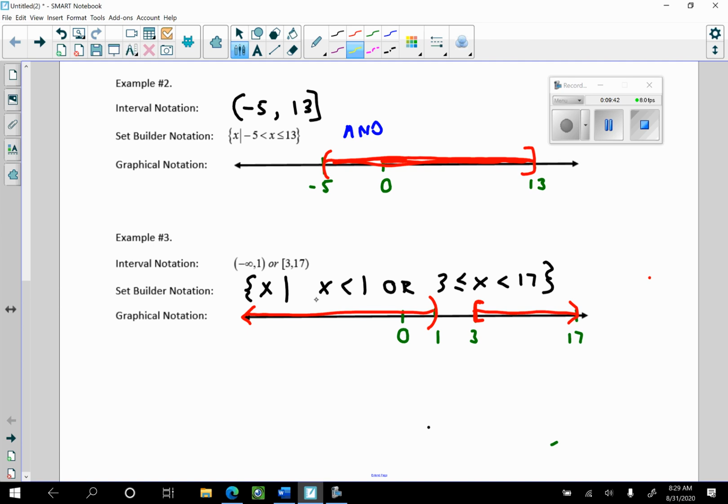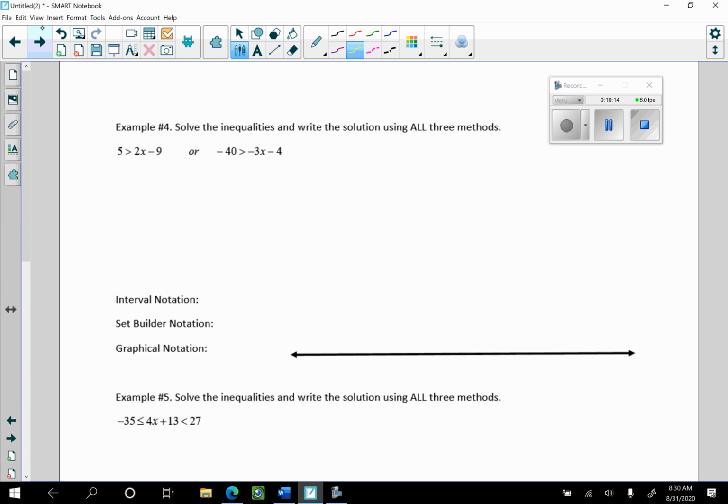Now, although this will not be tested or assessed on the unit assessment, you will need to know how to write sets of numbers using interval notation or set builder notation, because we will talk about sets of numbers. We'll talk about domains and ranges with sets of numbers. Okay, so it's important. This is an important mathematical lesson. Next page.